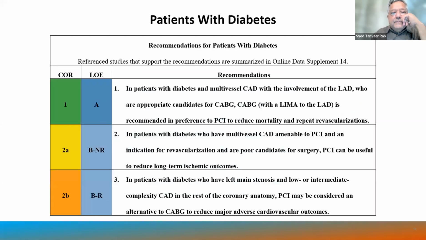What about diabetics? In patients with diabetes, this is a multivessel disease with involvement of the LAD, appropriate candidates for CABG. PCI is superior in diabetics with LAD. And if they're not candidates for CABG but amenable to PCI, PCI can reduce ischemic events. But in patients with diabetes and left main stenosis with low to intermediate complexity of the rest of the coronary anatomy, PCI may be considered an alternative to CABG to reduce major adverse events. But in diabetics, think about surgery, particularly if the LAD is involved.